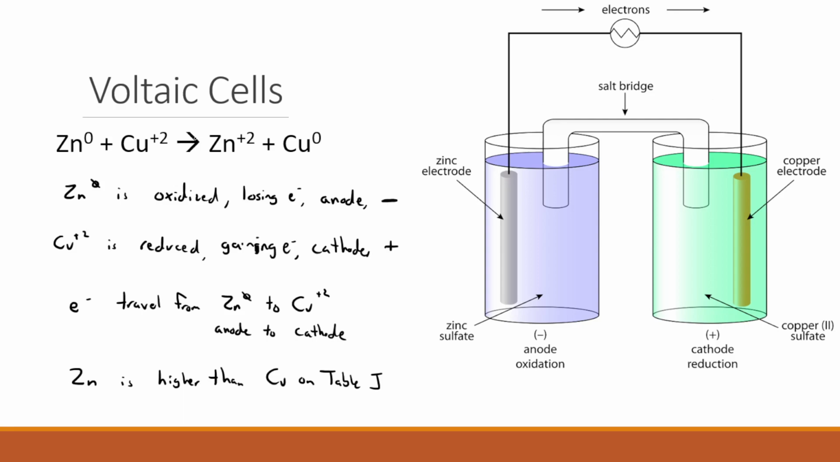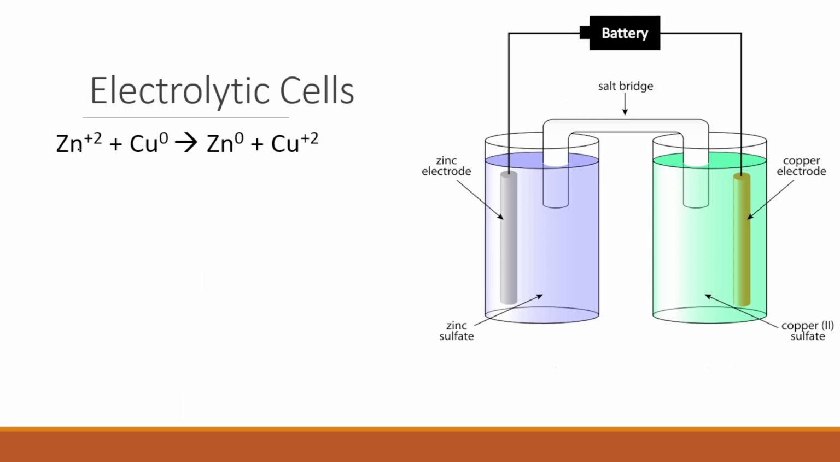When we look at an electrolytic cell, we're going to look at just recharging this cell specifically. The equation is going to flip. The zinc 0 is going to be zinc plus 2 now. The copper plus 2 is now copper 0. We are forcing the exact opposite of the previous reaction to happen. In this case, the zinc is being reduced. It's gaining electrons.